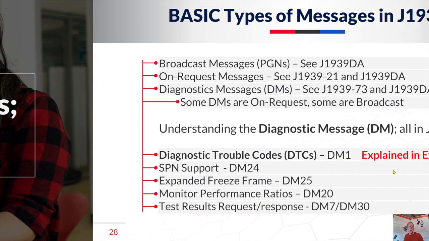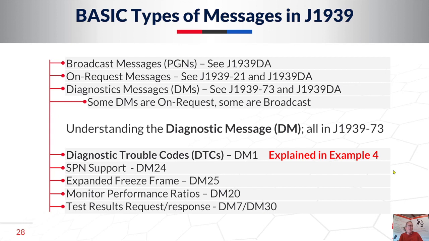Here, diagnostic messages are defined in -73. They can be broadcast, they can be on request messages, as we've seen. Some diagnostic messages are on request, some are broadcast. That's in general true for J1939 messages. Understanding the diagnostic message is very important. And diagnostic trouble codes. A DM1 is a diagnostic message that transmits the diagnostic trouble codes on any given vehicle.